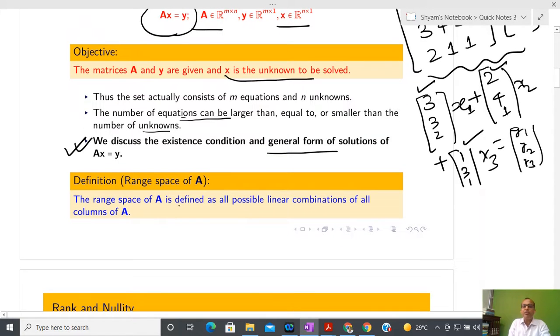Now I am going to give some definitions. The first definition is the range space of matrix A. The range space of A is defined as all possible linear combinations of all columns of A.